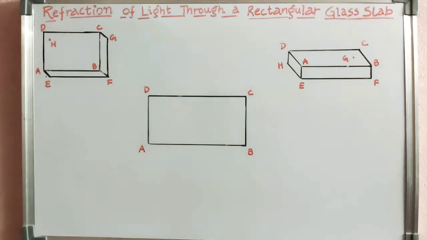Hello everyone. Today we are going to see a very important activity or experiment for class 10th. What is this activity? The activity is refraction of light through a rectangular glass prism. Okay, so this activity is very important for class 10th. Okay, you have to do this as a practical.